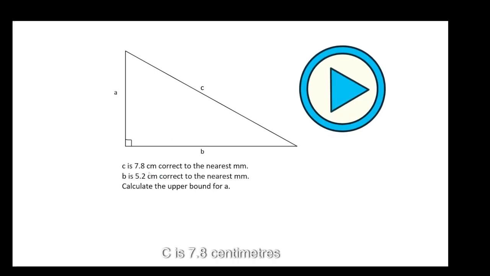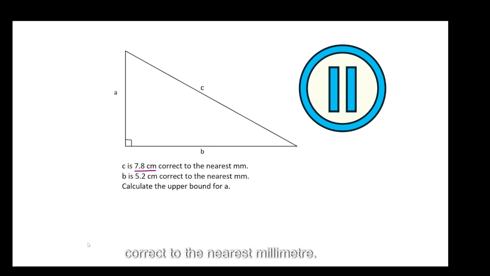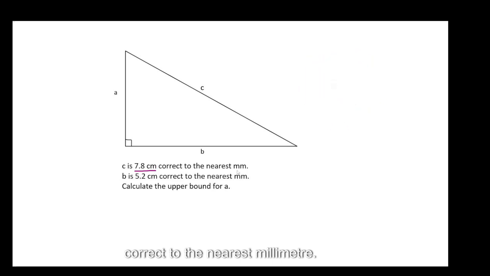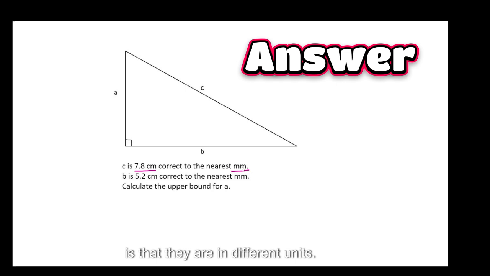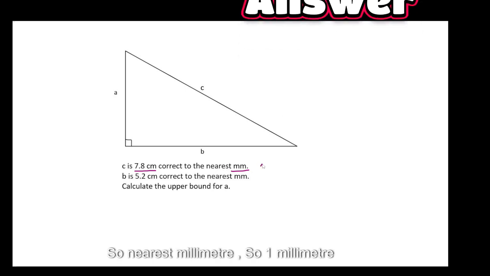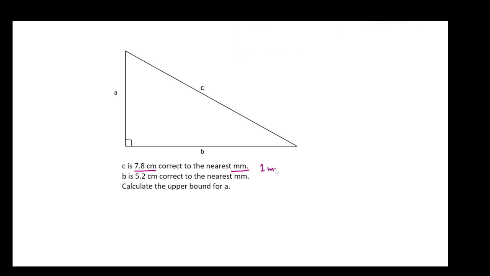C is 7.8 centimeters, correct to the nearest millimeter. Now the first thing we need to notice here is that they are in different units. So nearest millimeter, so 1 millimeter is the same as 0.1 centimeter. So we know C is 7.8, and this 7.8, I need to find my upper bound and lower bound.